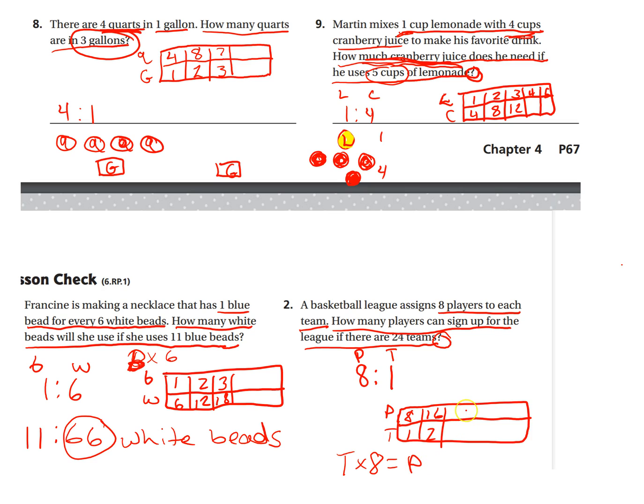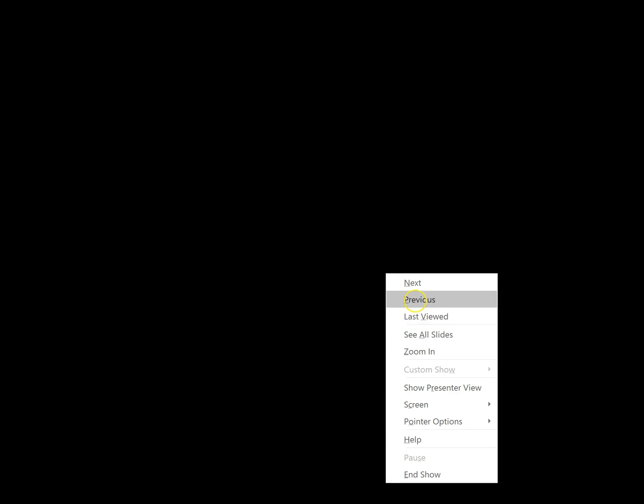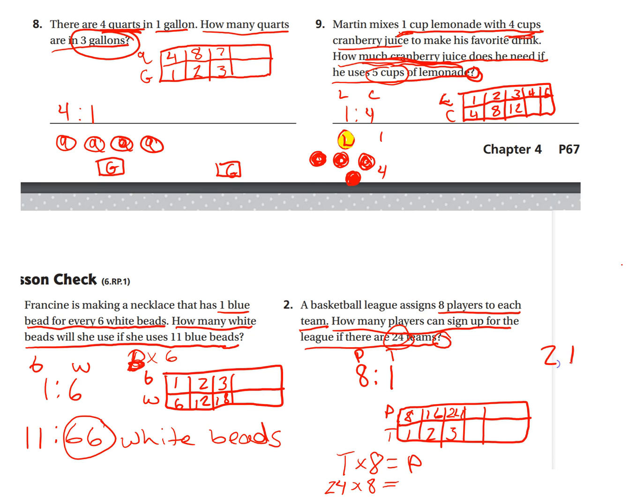Okay. So we can continue. 3 teams, 3 times 8, 24. That tells us how many players. So we could continue on, but we want 24 teams. So I'm just going to go ahead and plug that in. 24 teams times 8 players on each team. And I'll let you go ahead and finish that math and do 24 times 8 to find out how many players. That was our question, how many players there will be. So this is going to be your final answer.